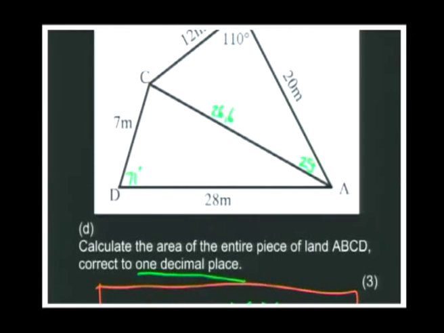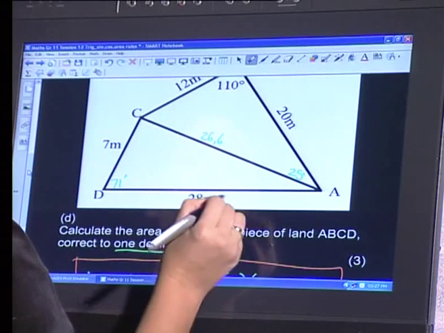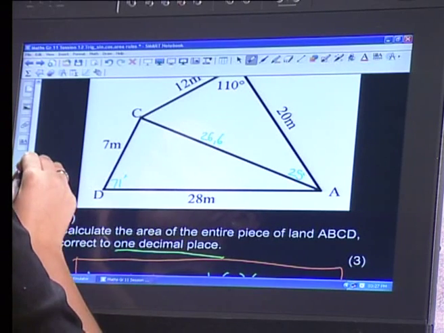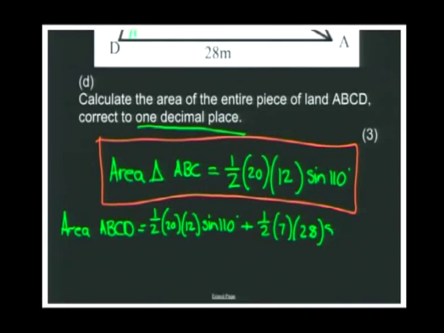and this is the information that they've given us. So our 7 meters here and our 28, and that's why they got us to work out angle D, because we now need that to work out the area of sine 71 degrees. And now we just put this whole thing into the calculator.